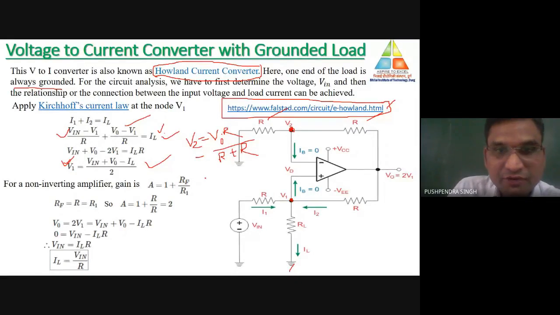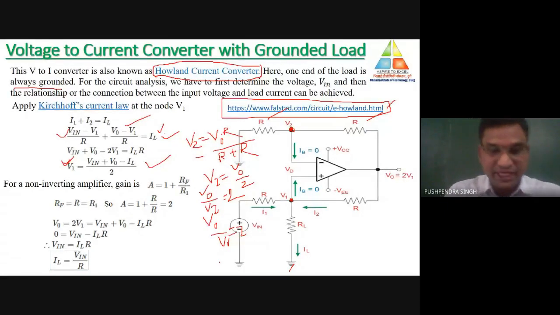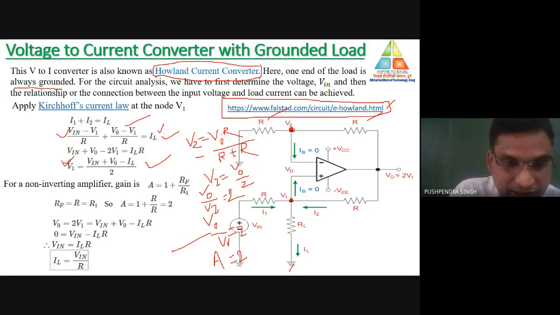Or from here, V2 is equal to V0 divided by 2, or V0 divided by V2 is equal to 2. What is V2? V2 is equal to V1. So V0 divided by V1 is equal to 2, and output voltage divided by input voltage is gain. So by this you can calculate the value of gain A, or from here, V1 is equal to V0 divided by 2.